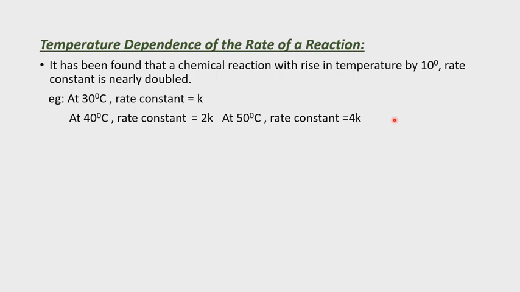Okay. So next, one more thing. Now I want to explain this area. At 40 degrees centigrade the rate constant is 2K, and at 30 degrees centigrade the rate constant is K. If I take this ratio, K at 40 degrees centigrade by K at 30 degrees centigrade, equals 2K by K, which equals 2. So this is called the temperature coefficient.